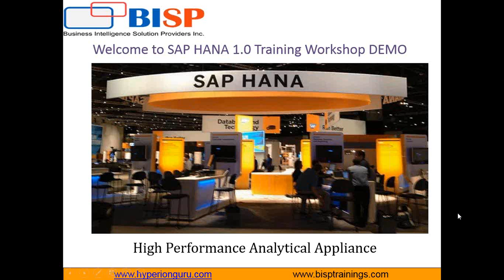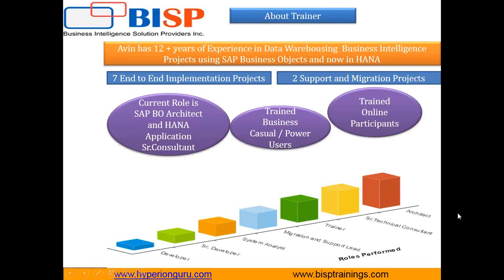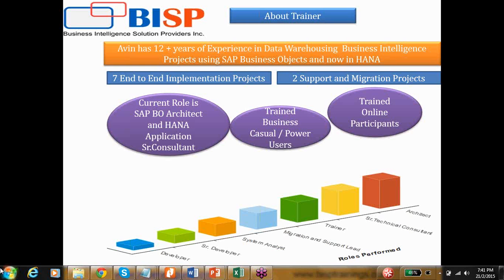Okay, so let us go to the next one, which is a quick introduction about myself. This is Avin, and I have around 12 plus years of experience in data warehousing and business intelligence projects. I'm an SAP Business Objects Architect and Senior SAP HANA Implementation Consultant. I live in Singapore and I've been part of 7 end-to-end implementation projects, 2 support projects and 2 migration projects. And this is my current role.